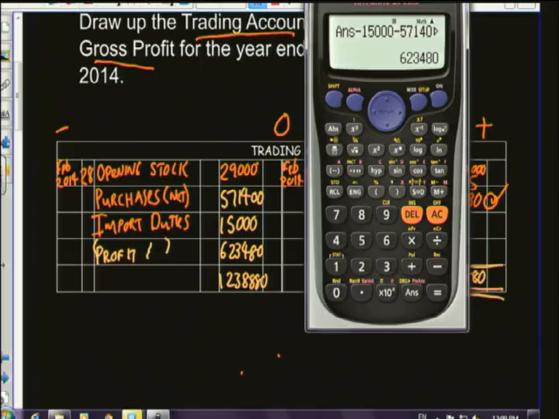Okay, right, we're done with the third question, calculating your trading account. Please, guys, please make sure that you learn your format for this trading account, because it's often asked in your exams. Right, I think it's time for another quick break.